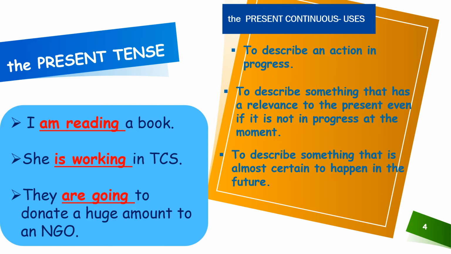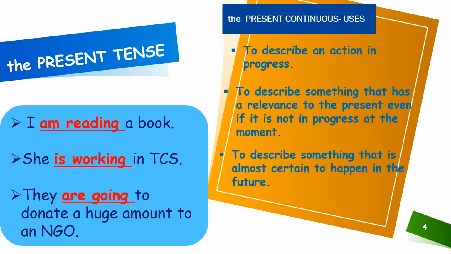Now, sometimes when we want to refer to something in the future which you're almost very sure you're going to do, then also you may use the present continuous tense. Why? Because you have already planned for it now in the present, though it is in the future. They are going to donate a huge amount of money to an NGO. A huge amount, it means money, isn't it? So the planning is done in the present. Therefore it is present continuous, because you haven't completed it. Once you finish it, then you will use the perfect tense, which we will come to next.